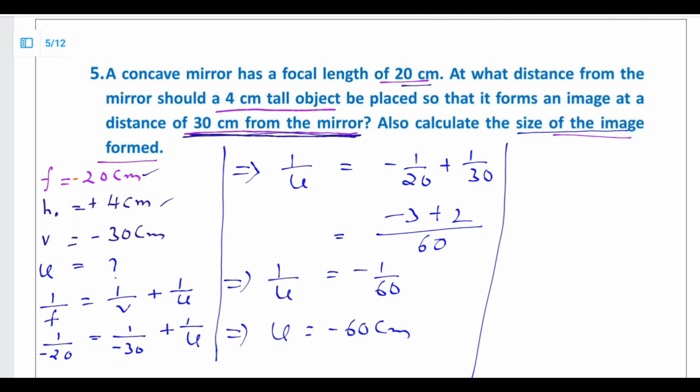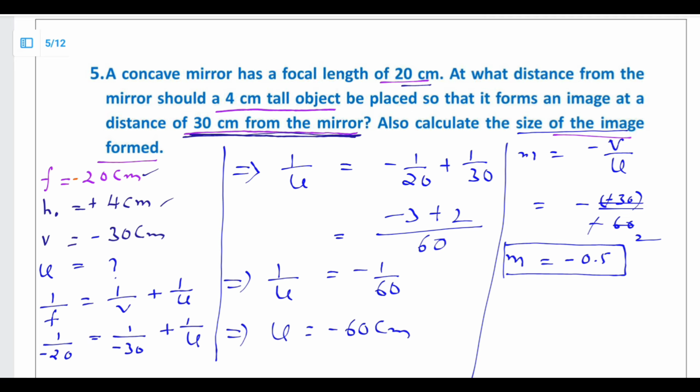So for that, let us calculate the magnification. M equals to minus v by u. Now v equals to how much? Minus 30. u equals to minus 60. The minus minus also cancel. So m equals to minus 1 by 2, means minus 0.5. So magnification minus indicates the image formed is real and inverted, and 0.5, less than 1, means it is a diminished image.